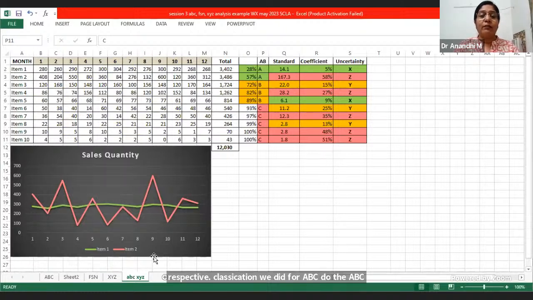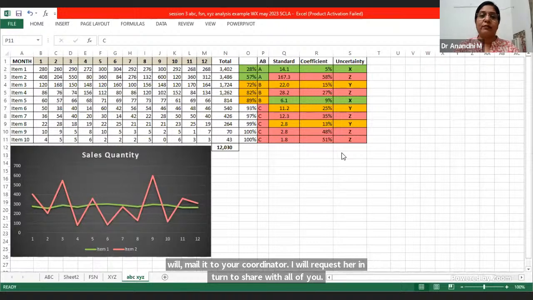Sure, Nilesh. I will definitely share yesterday's Excel plus today's Excel. Both I will share with all of you. I will mail it to your coordinator, and I will request her in turn to share with all of you. Yes, I will share. By today itself, I will share.